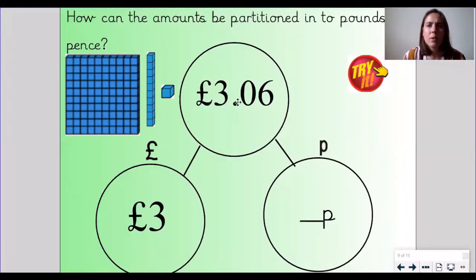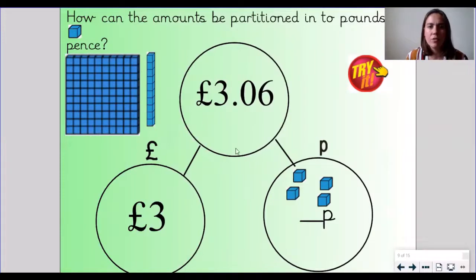If we think back to our decimal learning, we know that this column is our hundredths column. So we want to look at the smaller ones. Okay, so we've got our hundredths tiles here. So I need 6 of those, which will make 6 pence. Okay, so we've got 6 pence.